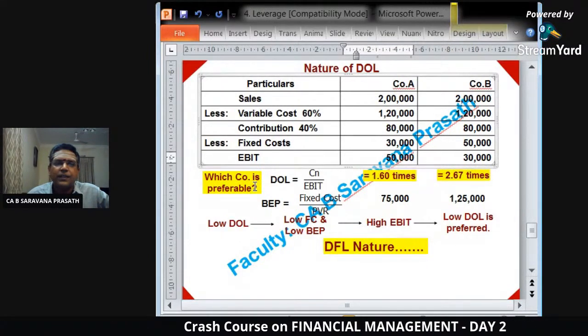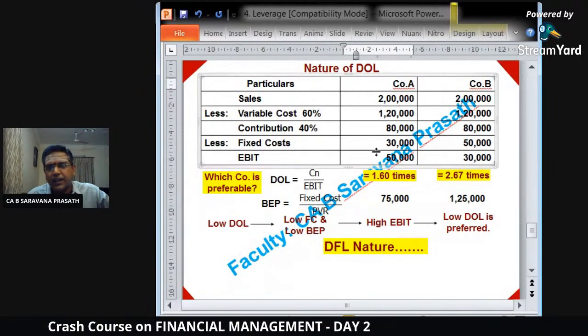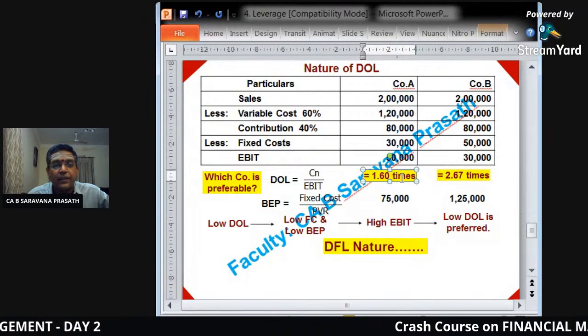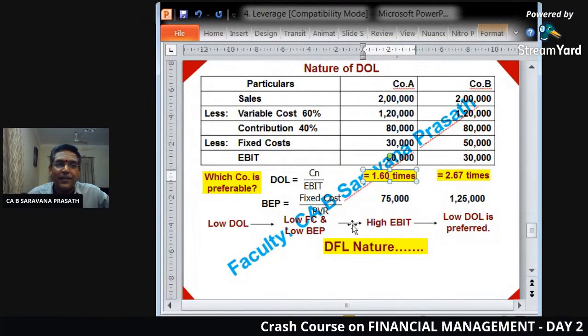Since company A is preferable, we understand that if operating leverage is low, it is better. Operating leverage is low, it is always better.